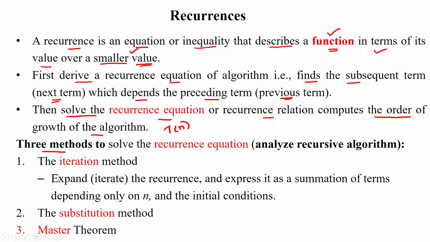Three methods can be used to solve the recurrence equation to analyze the written algorithm. Here the iteration method can be used. In this, first we will iterate the recurrences one by one until n number of times. Then we will express it as a summation of terms which depend only on the problem size n and the initial condition. The second method is the substitution method. The third one is the master theorem.